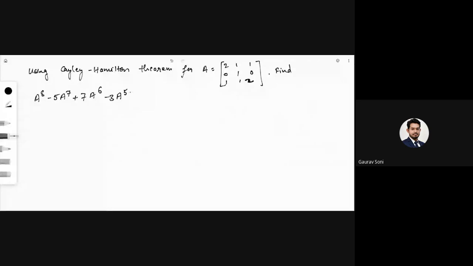So we have to simplify. I mean, you have to find this matrix using the Cayley-Hamilton theorem. So how will this Cayley-Hamilton theorem work? Let's just find the characteristic equation in this case.